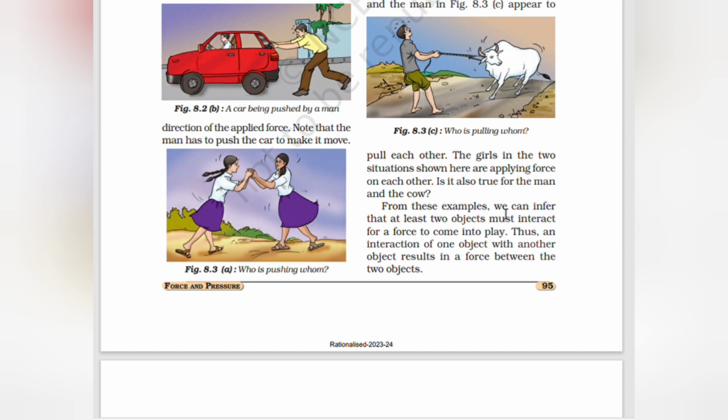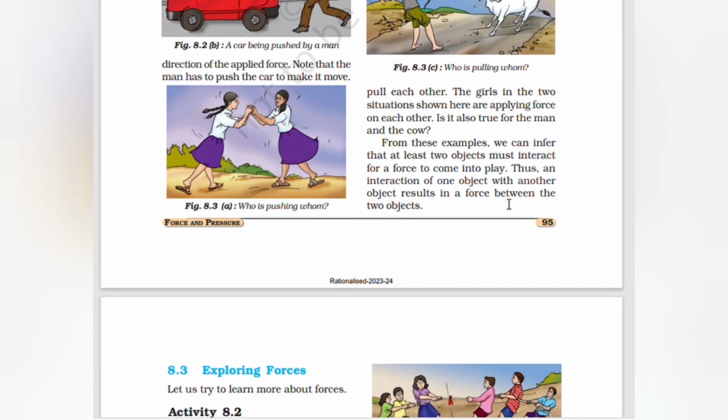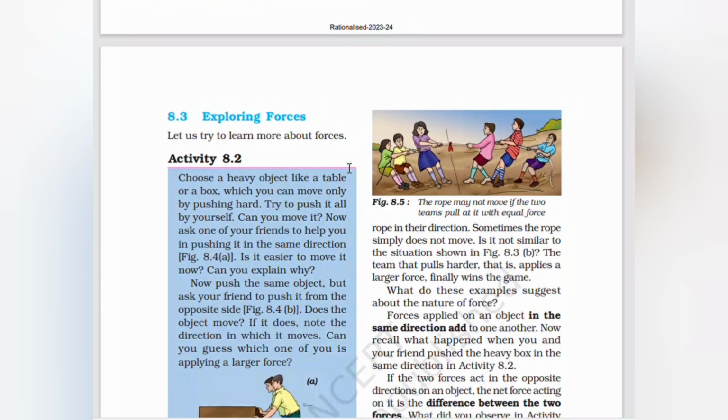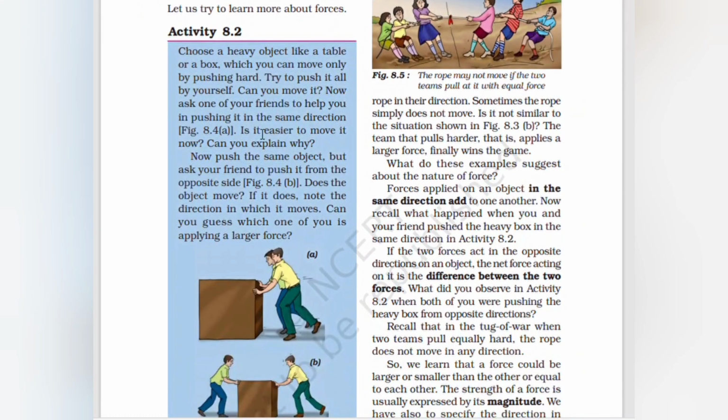Thus an interaction of one object with another object results in a force between the two objects. Exploring the force. Let us try to learn more about forces. Choose a heavy object like a table or a box, which you can move only by pushing hard. Try to push it all by yourself.